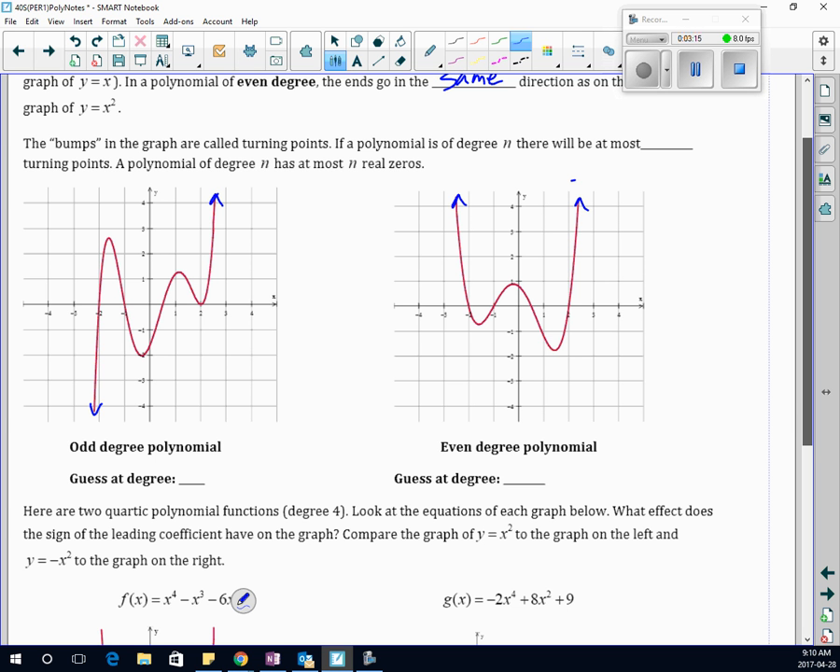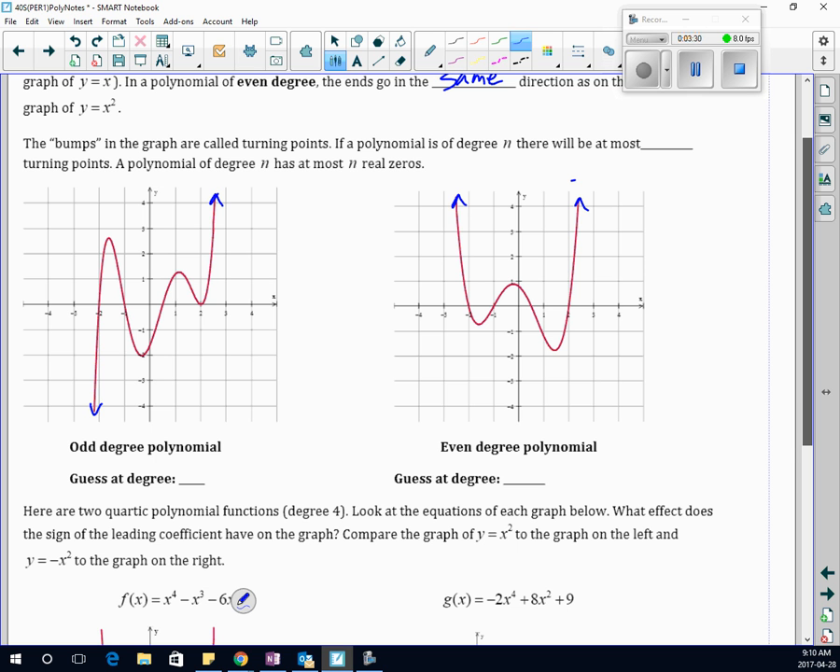The bumps on the graph are called turning points. Do you see the turning points? Where it's going up, then down, that's a turning point. Or it's increasing, then decreasing, that's called a turning point. Okay? So the bumps on the graph are called turning points.